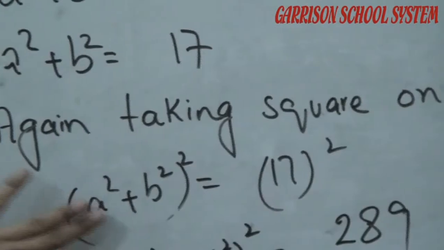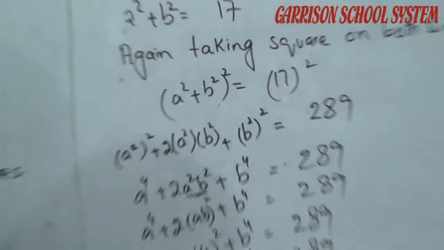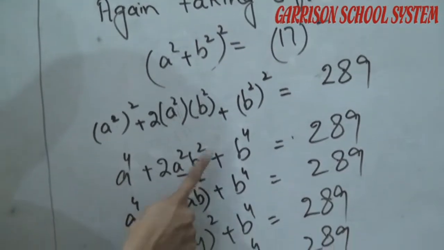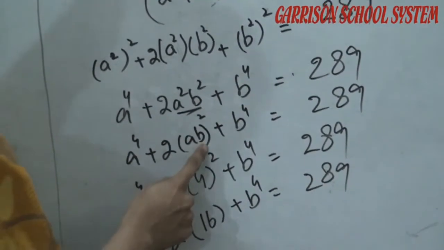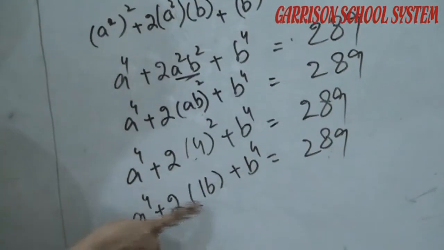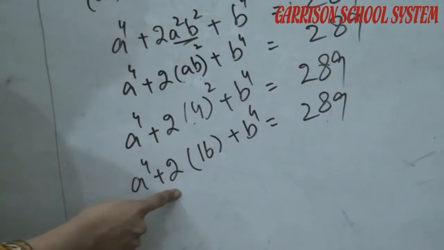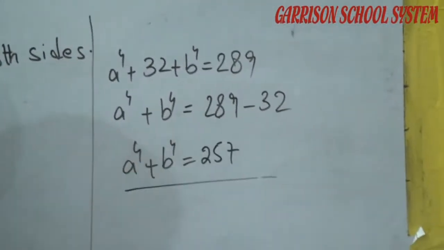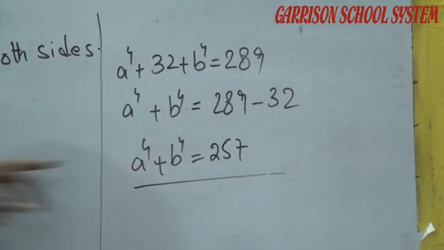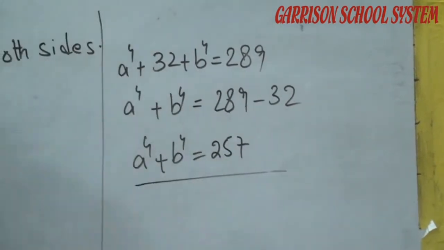Then I have to find a4 plus b4. So I have to again take the square of both sides. When I open this side, it will become this. Here a square b square is the square of ab, and I will put the value of ab which is 4. It will produce 16. 16 2s are 32. And then I shift the 32 to the other side of the equal sign. Here it is plus, so it will become minus. So 289 minus 32, it will produce 257.